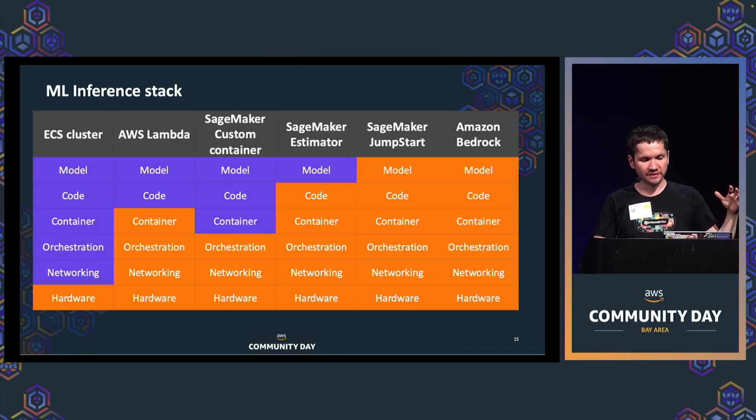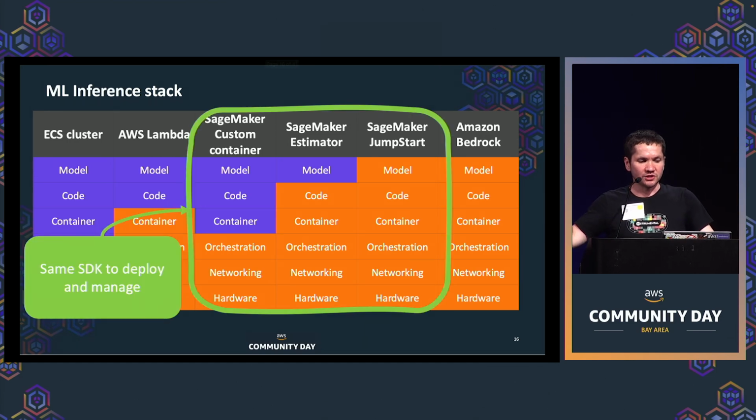So now, the inference stack which I just showed, if we compare it among different options for hosting the model, we can see that there are more serverless options on the right, where you don't need to manage stuff, and less serverless options on the left, where you have to manage more stuff, in purple. The main advantage of the SageMaker estimators, so custom container, estimator, and JumpStart, is that they deploy the same endpoint and it's the same SDK. So if you want to switch between them, it's actually pretty simple.